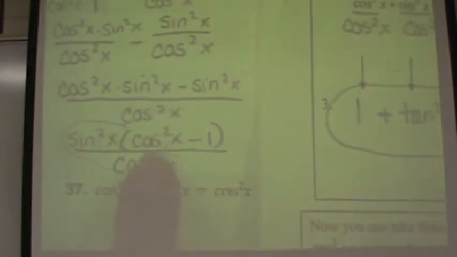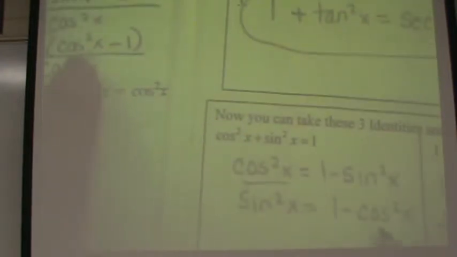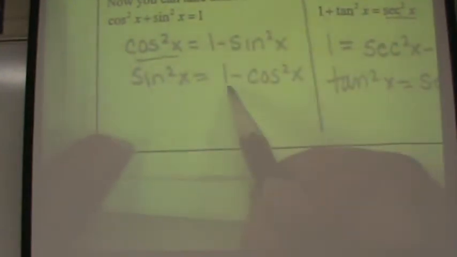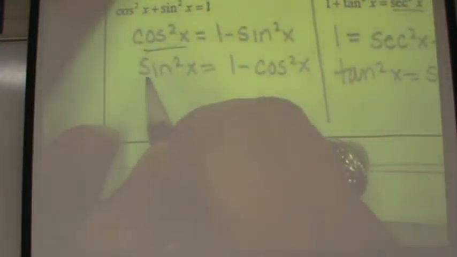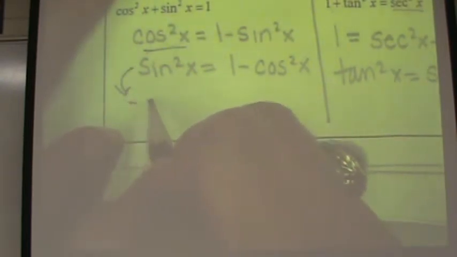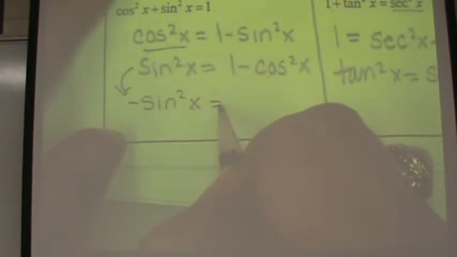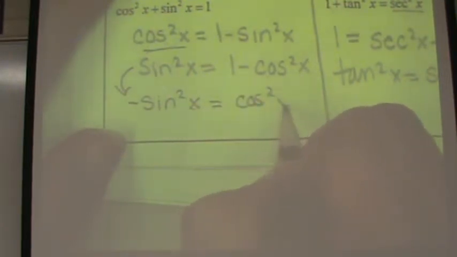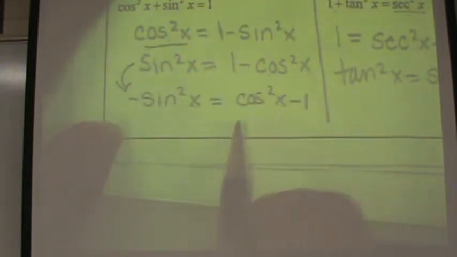Does anyone know what that is? Sine squared x. It's not sine squared, but it's backwards. Check this out. You could change this formula: negative sine squared x is equal to cosine squared x minus 1. Did everybody see that? I multiplied all this by negative 1.